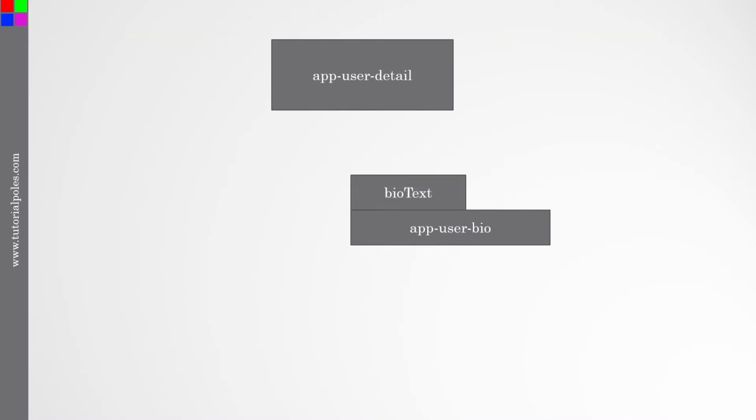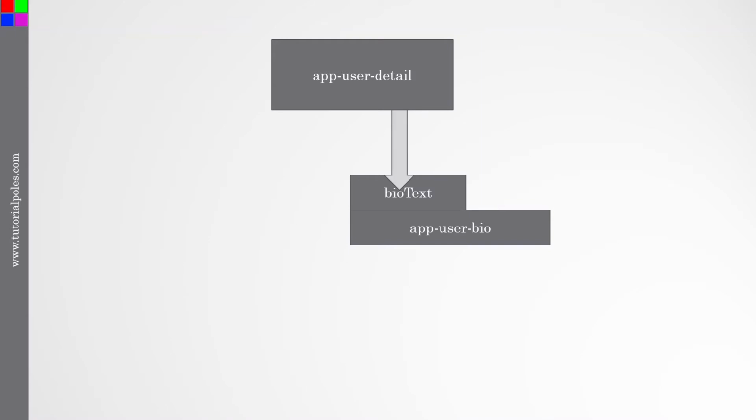As you can see here, we have our user detail component, which is rendering a child user bio component. So now our user detail component is a parent to the user bio component, or we can say the user bio component is a child under the user detail component, and our user bio component has one input property named biotext defined. So we can use the user bio component to render the user bio under the user detail component by passing a value from the user detail component.